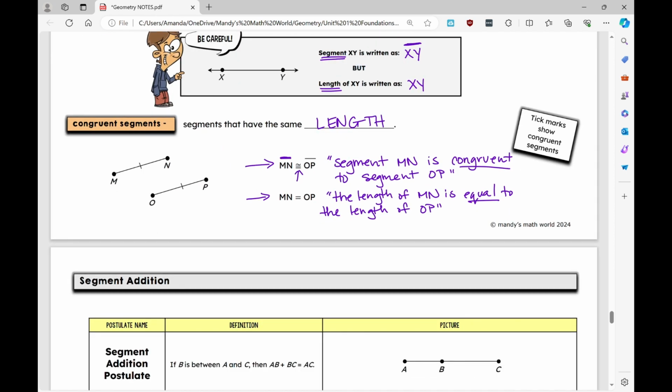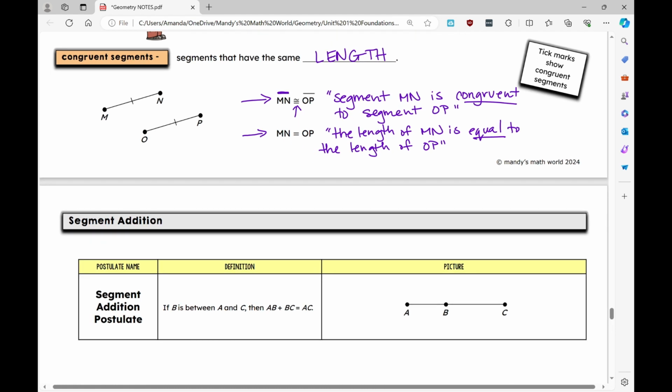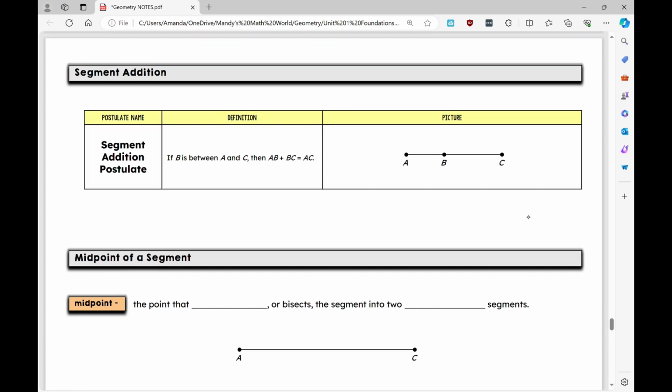Let's move on to segment addition. The next postulate that we're going to talk about today. The segment addition postulate states that if B is between A and C, then AB plus BC is equal to AC. Okay, so that's all that postulate states.